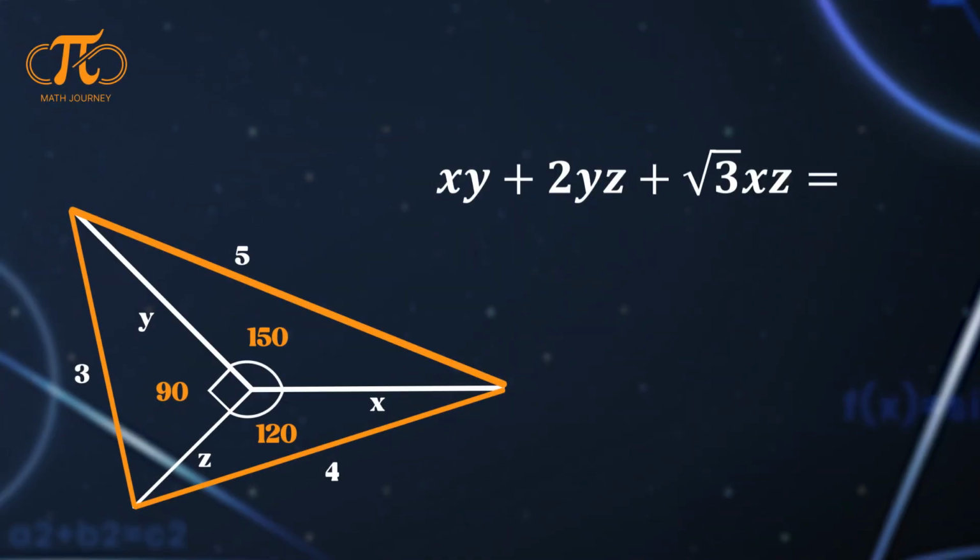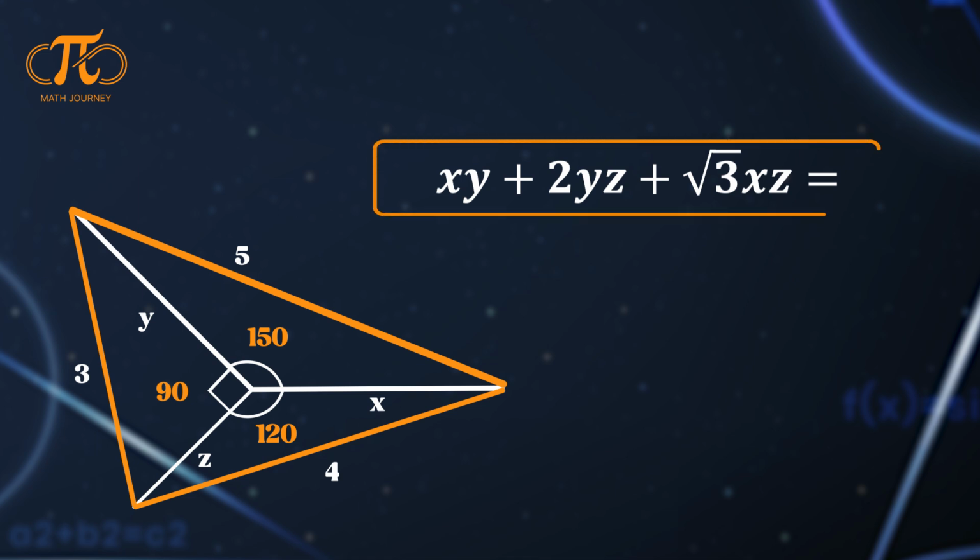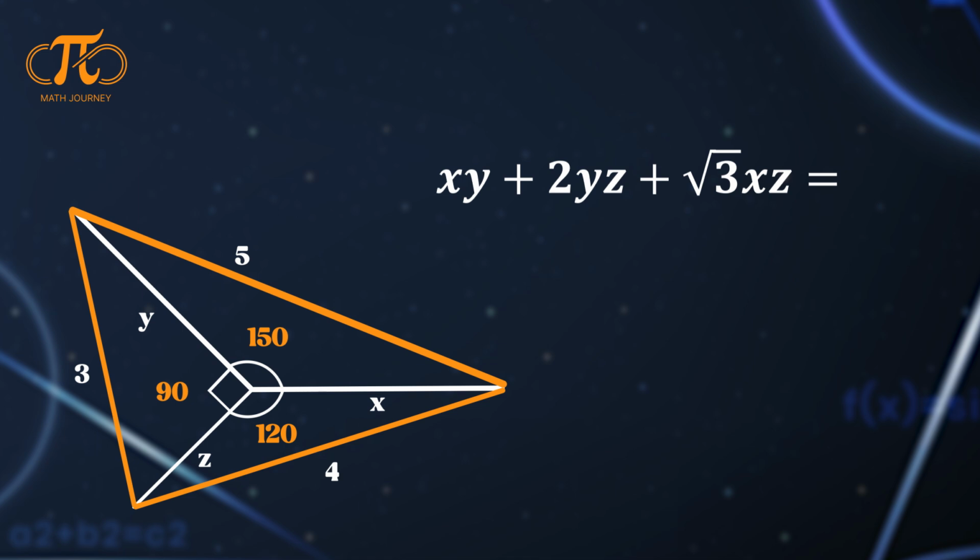Now, let's apply what we've learned to solve the problem. We know that the expression we're after is xy plus 2yz plus square root of 3 times xz. But how do we relate this to the geometry of the triangles we've been discussing? First, let's break it down. We can think of this expression in terms of the areas of triangles formed by these sides and angles.